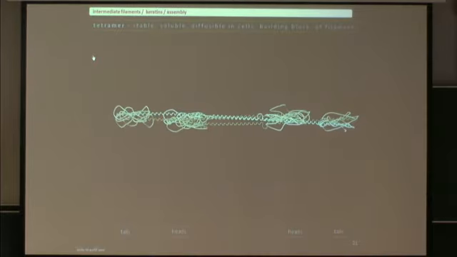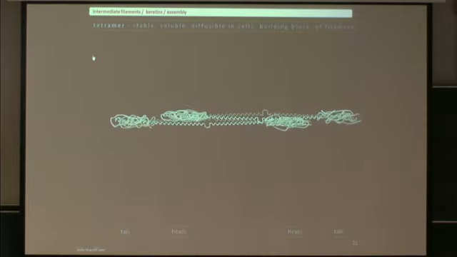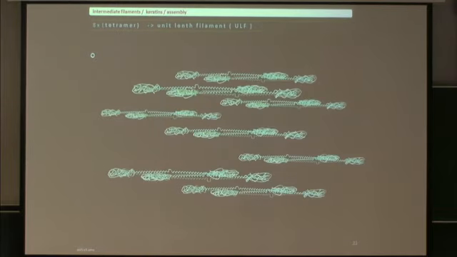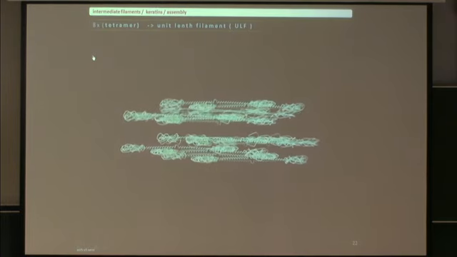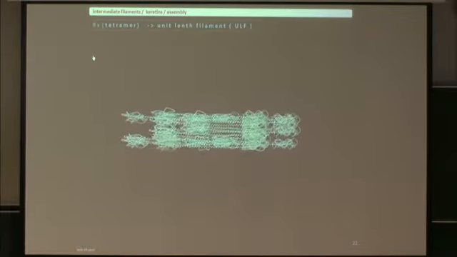And there's a step in between, from the tetramer to the filament. This is a so-called unit length filament. So 8 tetramers will form such a ULF. This ULF has a length of about 60 nanometers.